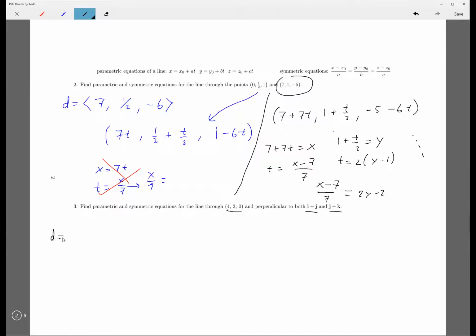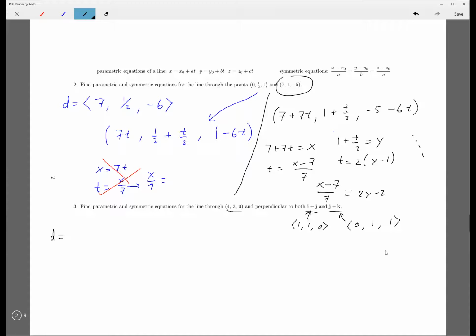You find the direction that's perpendicular to two other vectors. That and that. So this is the vector 1, 1, 0, and this is the vector 0, 1, 1. A lot of 1s and 0s there.